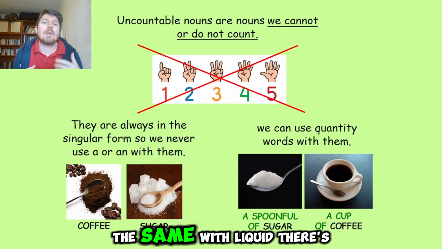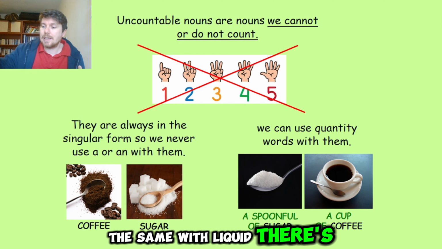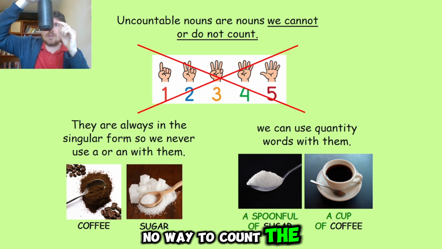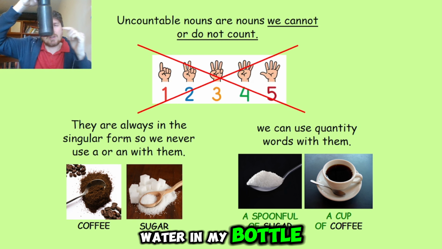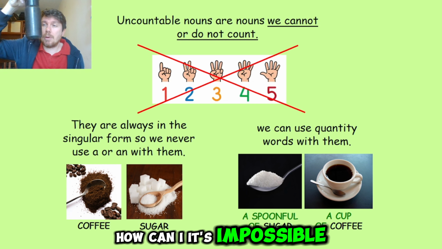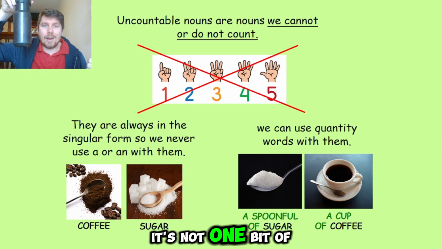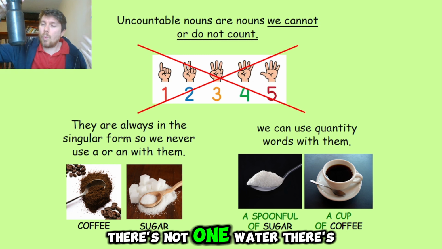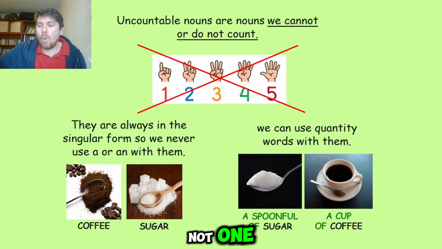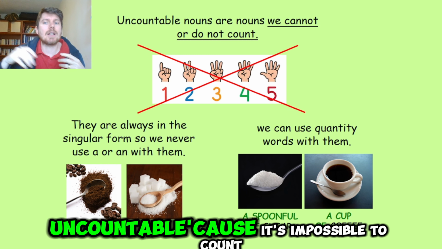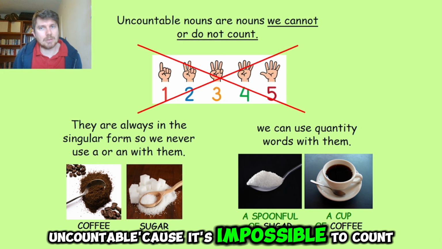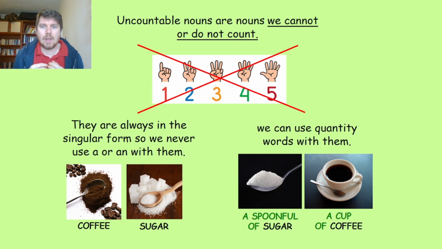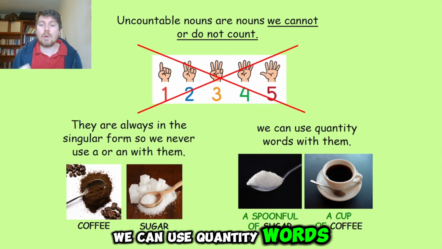The same with liquid. There's no way to count the water in my bottle. How can I? It's impossible. It's not one bit of liquid. There's not one water. There's not one or a coffee. It is uncountable because it's impossible to count. Good. We can use quantity words with them.